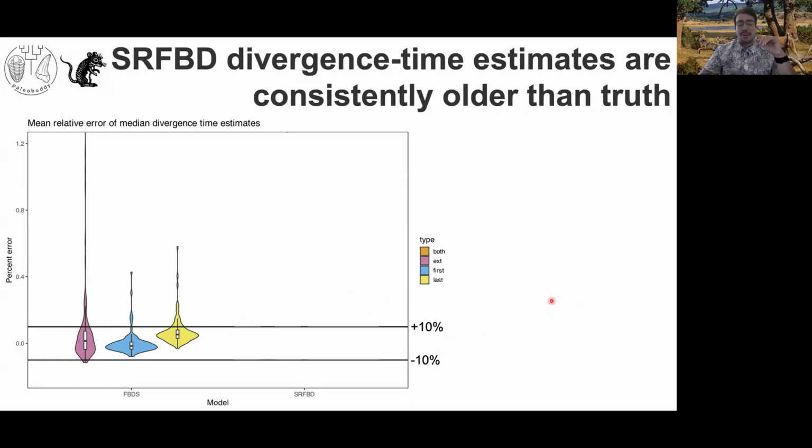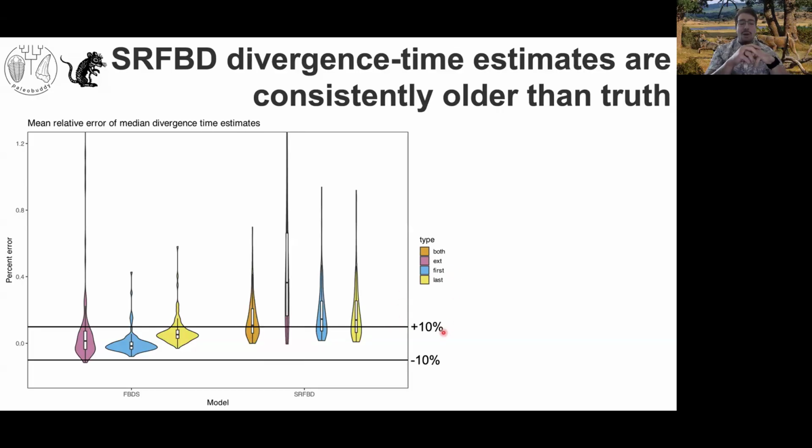On SRFBD, on the other hand, regardless of whether we're looking at the true tree with first or last occurrences, with both, or our extant tree, we see a higher magnitude of error and, maybe a little more worryingly, a consistent systematic error towards older divergence times. We're consistently finding older divergence times than the truth. Now, let me again point out, this is a very new model. It's a first implementation, and I think we need to do a lot of work to test the method and improve the machinery behind it.